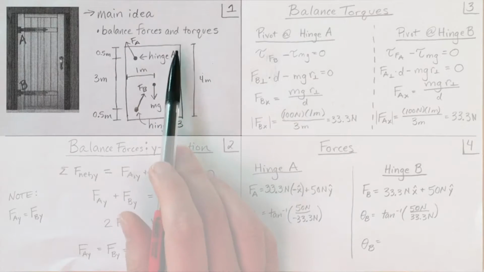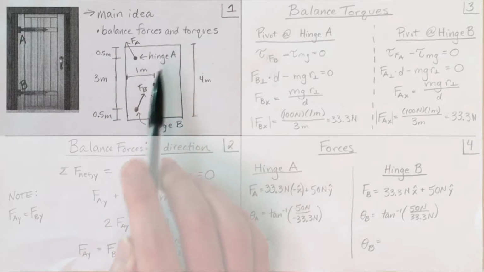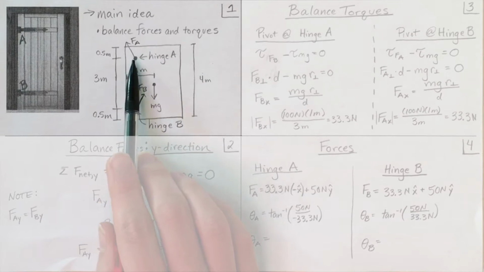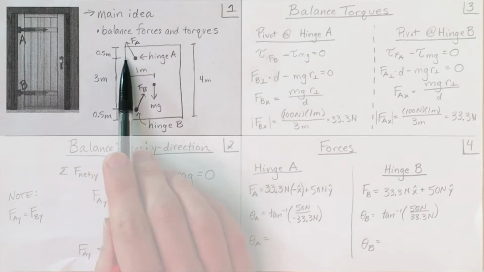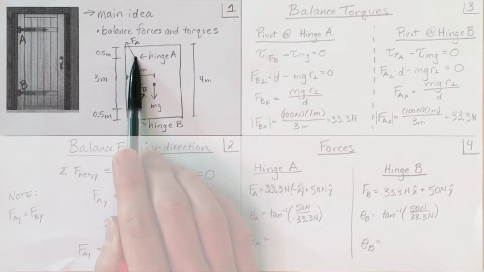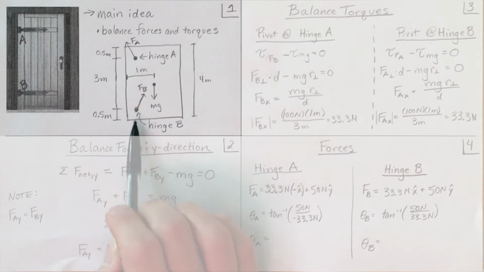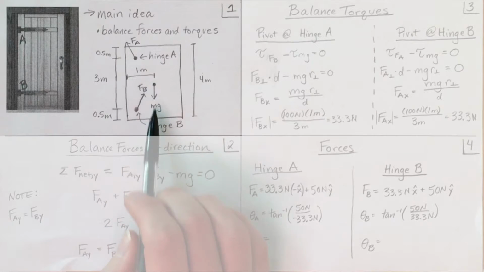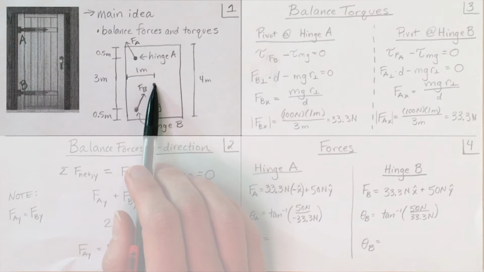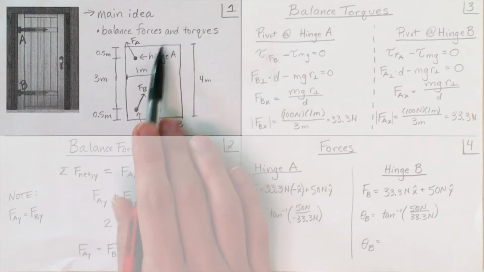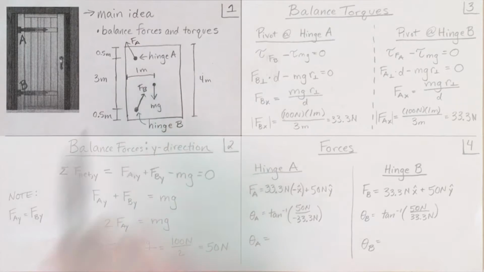It is 4 meters tall and 2 meters wide, and 3 forces act on it. The force from hinge A, which acts 0.5 meters from the top, the force from hinge B, which acts 0.5 meters from the bottom, and gravity acts on the door at its center of mass, which is located 1 meter from either side and 2 meters from the top and bottom.